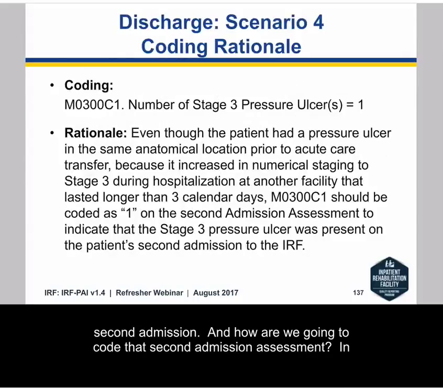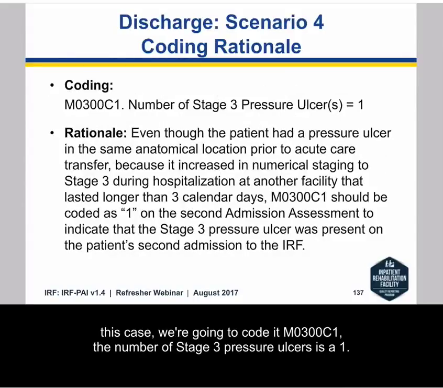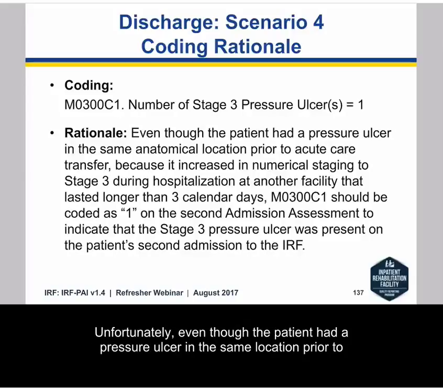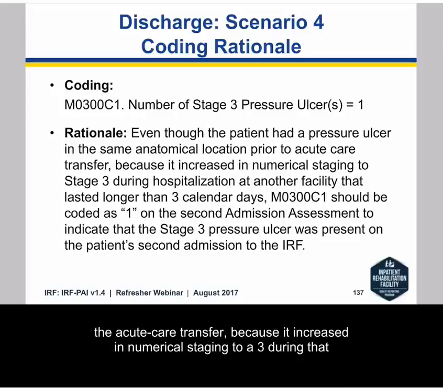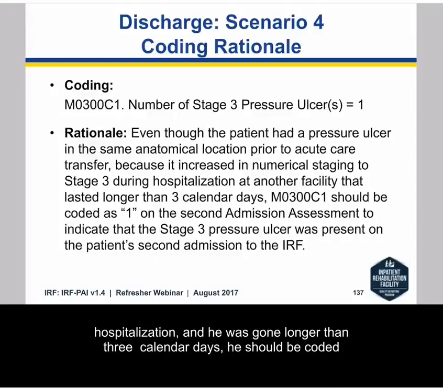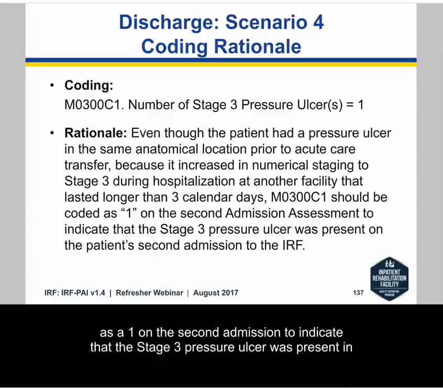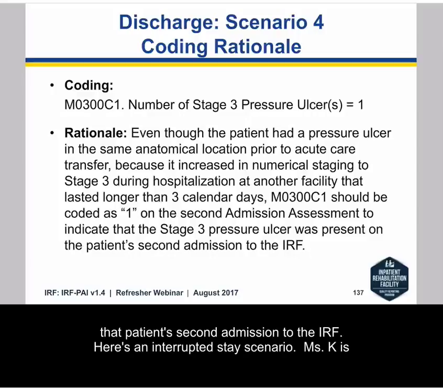He comes back for his second admission, and how are we going to code that second admission assessment? In this case, we're going to code it M0300C1. The number of stage 3 pressure ulcers is a 1. Unfortunately, even though the patient had a pressure ulcer in the same location prior to the acute care transfer, because it increased the numerical staging to a 3 during that hospitalization, and he was gone longer than the 3 calendar days, he should be coded as a 1 on the second admission to indicate that the stage 3 pressure ulcer was present in that patient's second admission to the IRF.